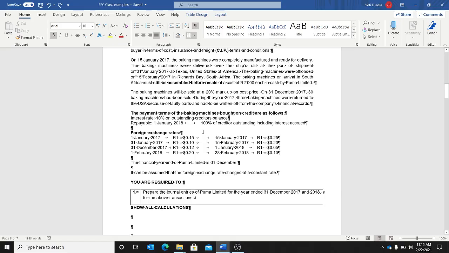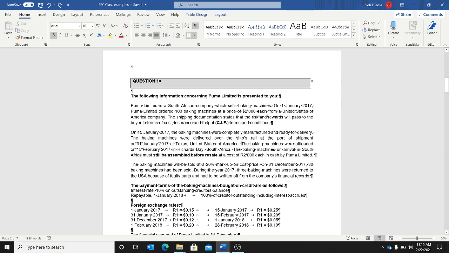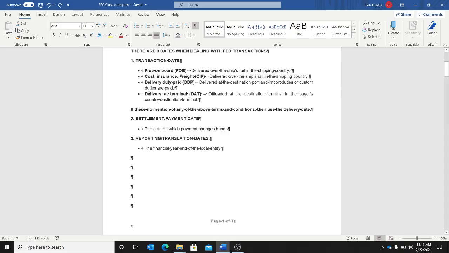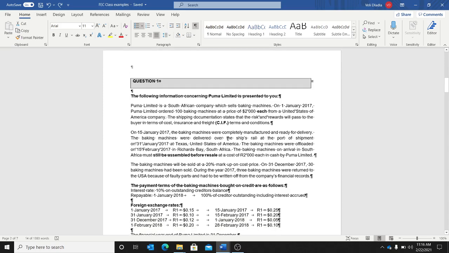Okay. Now, that is CIF in terms of this. You'll see that there are a lot of dates that we give you here. Even here, we'll give you machine was offloaded. Here, it's not a transaction date because it's CIF. When it's offloaded, this date, 15 February, would have been relevant if the terms and conditions were this one. It would have been the transaction date if it was DAT, this question. If this question was DAT, question 1, then obviously this date would have been the relevant transaction date.